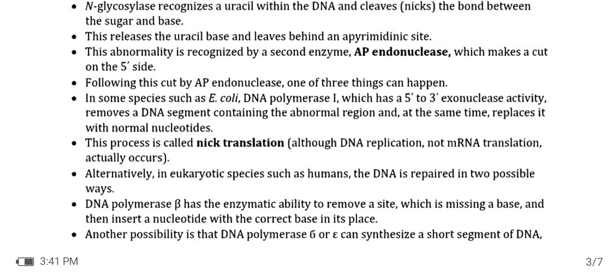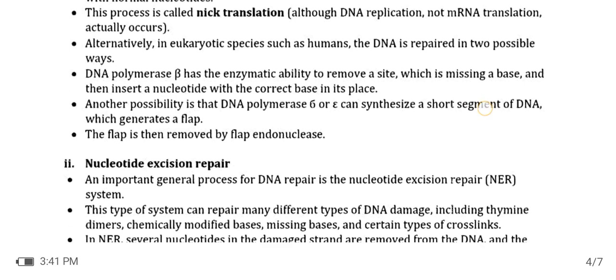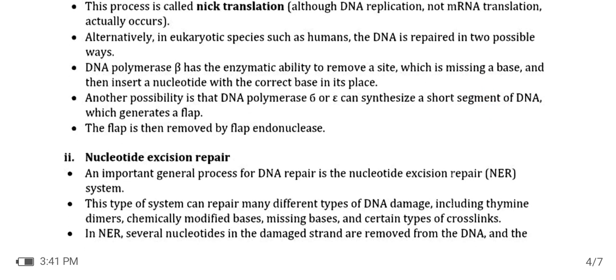Following the cut by AP endonuclease, one of three things can happen. In some species such as E. coli, DNA polymerase I, which has a 5' to 3' exonuclease activity, removes a DNA segment containing the abnormal region and at the same time replaces it with normal nucleotides. This process is called nick translation, although DNA replication, not mRNA translation, actually occurs. Alternatively, in eukaryotic species such as humans, the DNA is repaired in two possible ways. DNA polymerase beta has the enzymatic ability to remove a site which is missing a base and then insert a nucleotide with the correct base in its place.